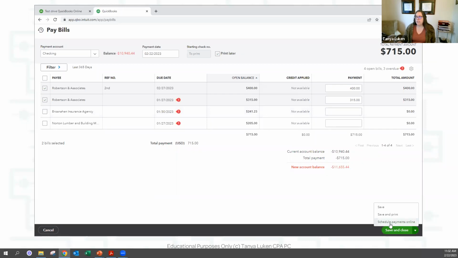Or if you go to schedule payments online, it'll send one payment for $715. There is an option in a lot of those systems to have it print individual checks, but I don't like that. The only reason you would want individual checks is if you have 4 utility accounts with the same company and 4 different account numbers. It gets really confusing for the utility company if you send one check for 4 account numbers.